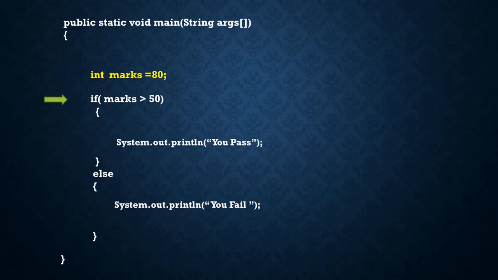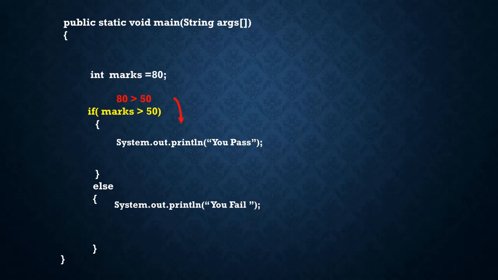Now, I am coming to this stage. That is checking the condition. And then, yes, 80 is greater than 50. So, the condition is true. Yes, I am coming inside the true part and execute the System.out.println pass. Then after execution, it will not go to the else part. It will come out of the if condition like this.